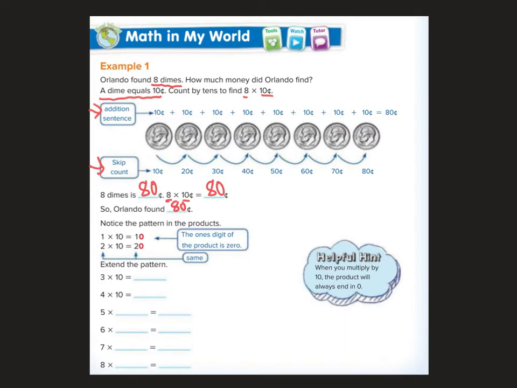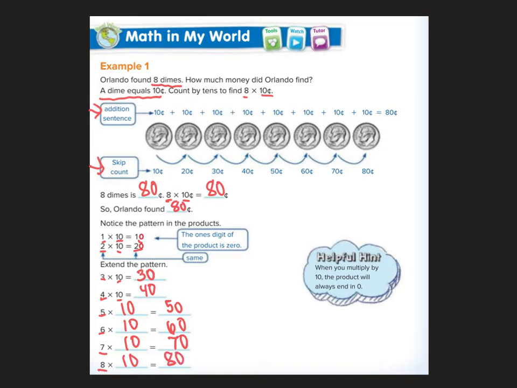And let's notice the pattern in the products. 1 times 10 is 10. 2 times 10 is 20. If we extend it, we'd get 3 times 10 is 30. 4 times 10 is 40. 5 times 10 is 50. 6 times 10 is 60. 7 times 10 is 70. 8 times 10 is 80.